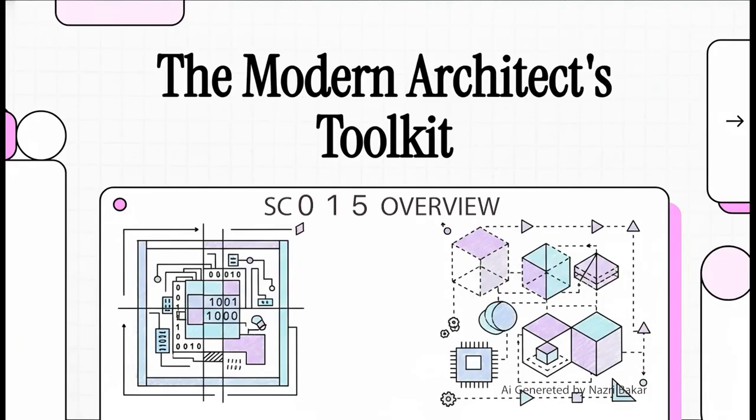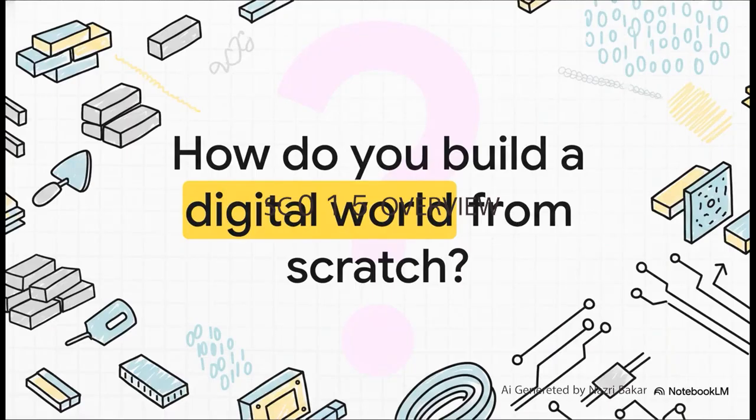Now, for just a second, I want you to forget about all those crazy lines of code you see in the movies. Instead, I want you to think of computer science as learning to be a modern architect. But instead of building with steel and concrete, you're building our entire digital world with data and logic. So, that brings up the big question, right? How do you build a digital world from the ground up?